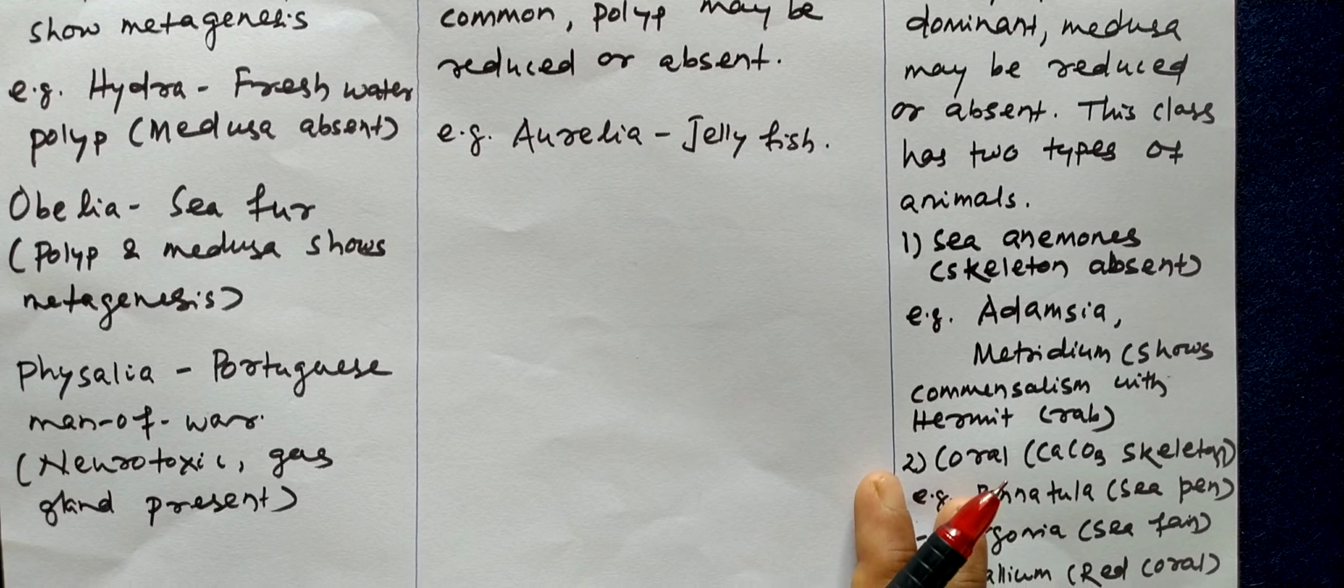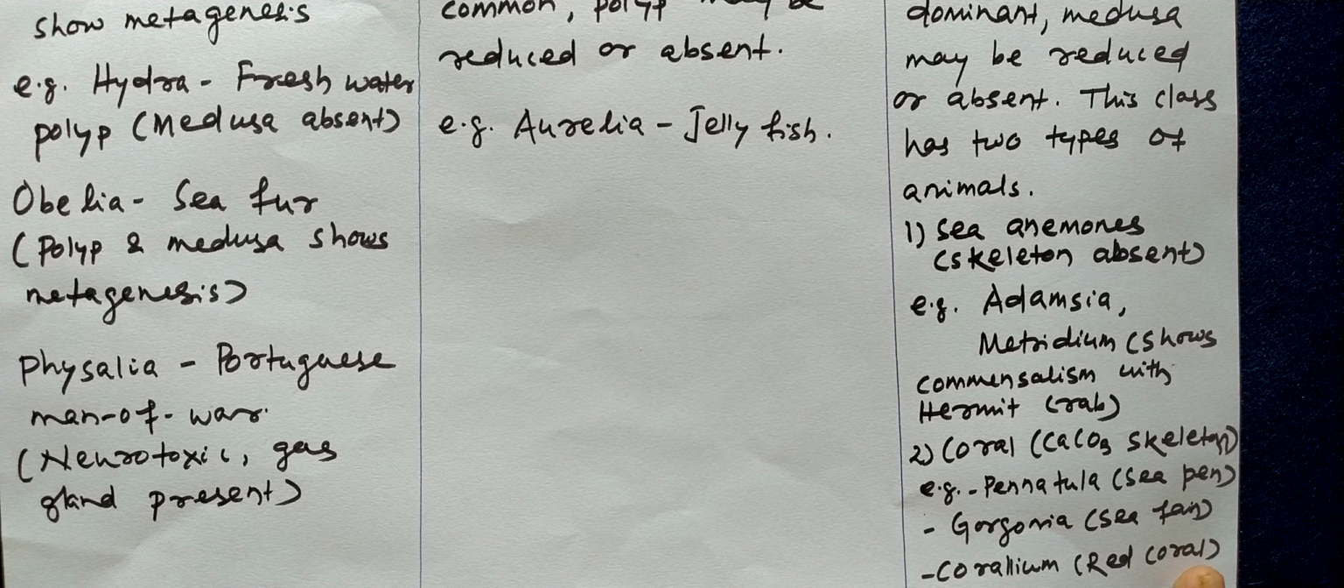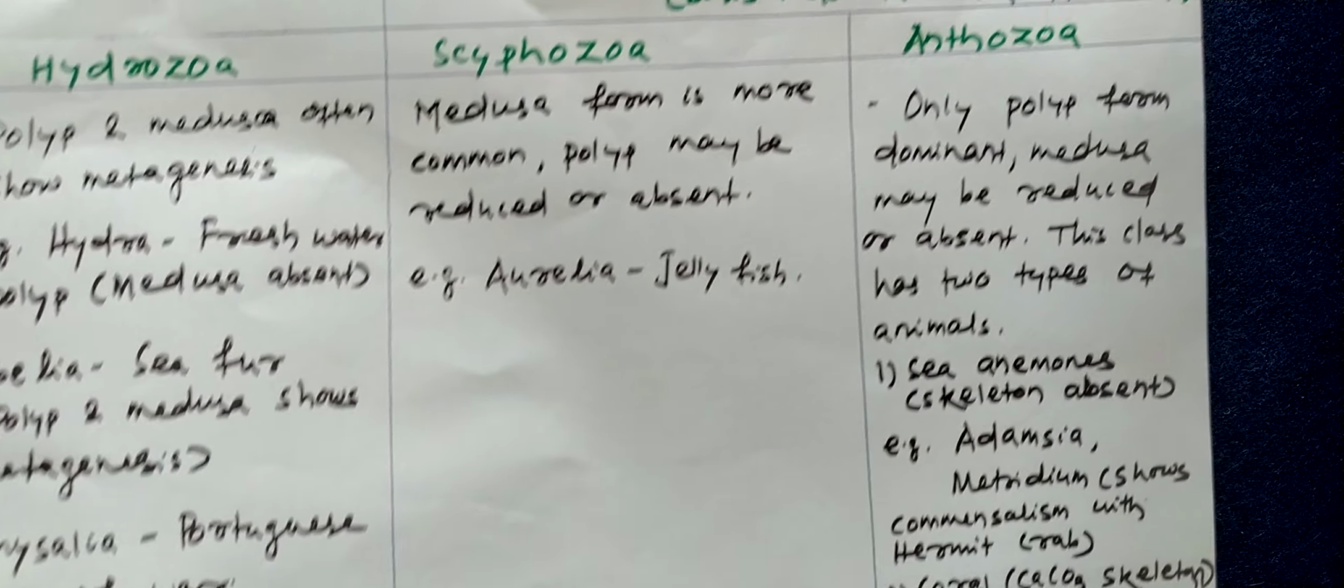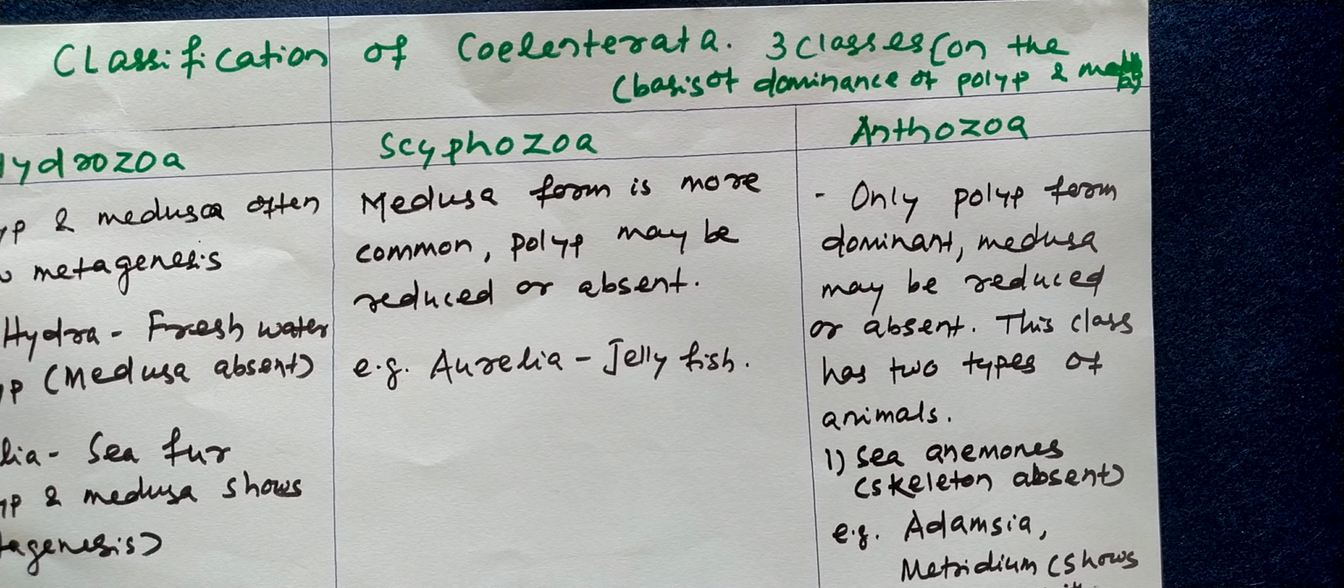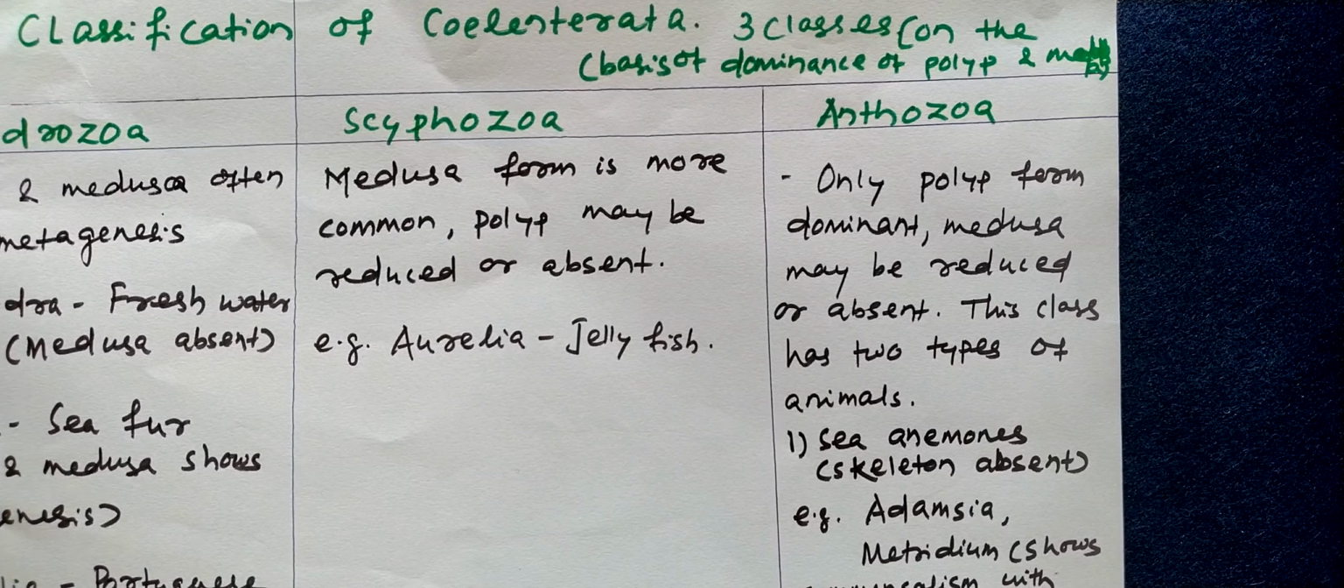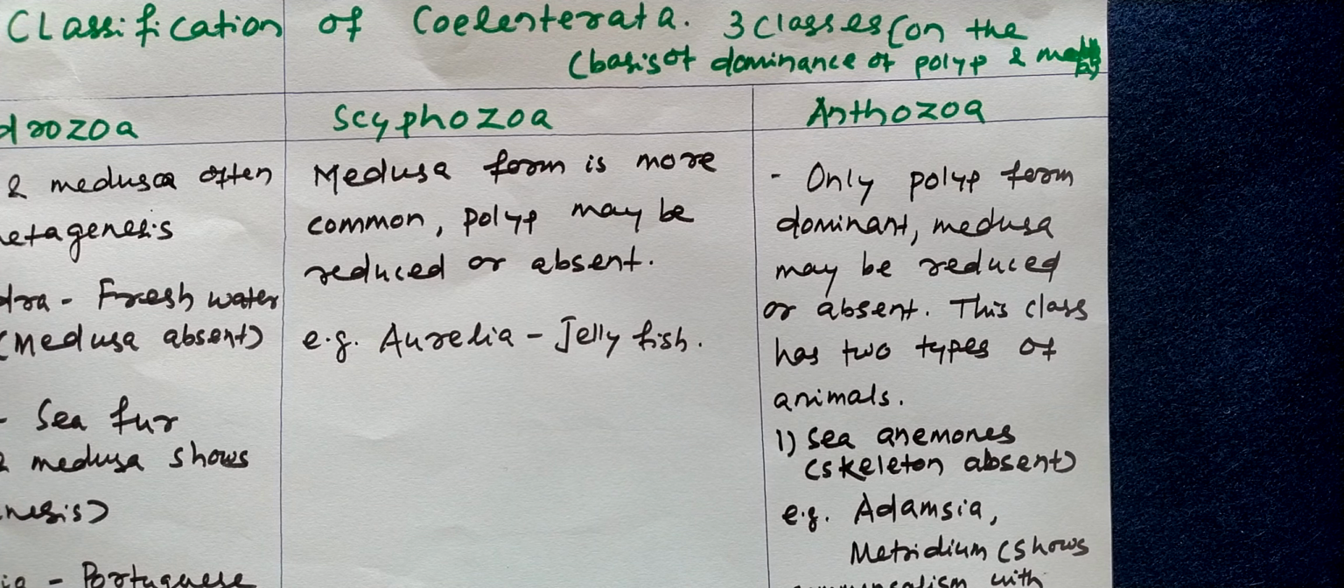Physalia, commonly known as Portuguese man of war, has neurotoxic glands present. Next, number 2 class is the Scyphozoa. In this case, medusa form is more common. Polyp may be reduced or absent. Example of Scyphozoa is Aurelia or jellyfish. Anthozoa, number 3 class, has only the polyp form dominant. Medusa may be reduced or absent.